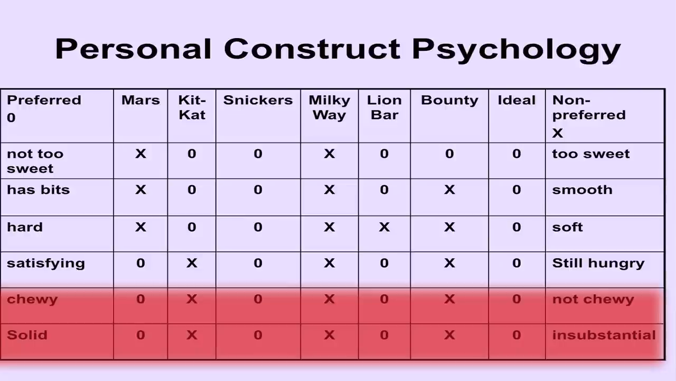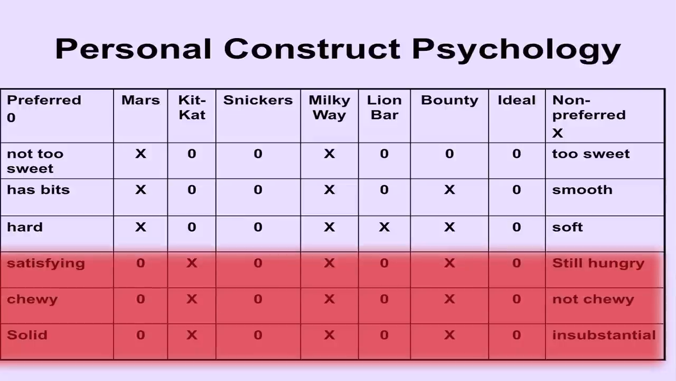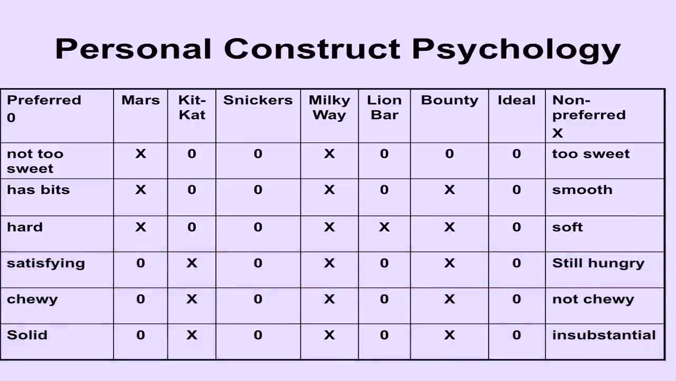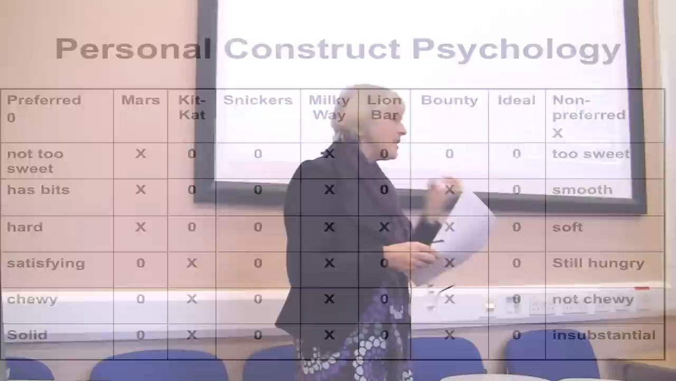Also, satisfying. They're all scored in the same way. Okay, so that pattern of noughts and crosses across those rows is the same. And that begins to tell you that satisfying versus leaving you still hungry, chewy versus not chewy, solid versus insubstantial, are part of a similar kind of idea for me. So I'm interested in a chocolate bar that's chewy and solid and leaves you feeling satisfied, rather than one that seems insubstantial and hasn't got anything to bite on and leaves you still feeling hungry.